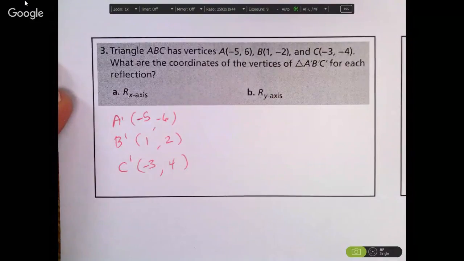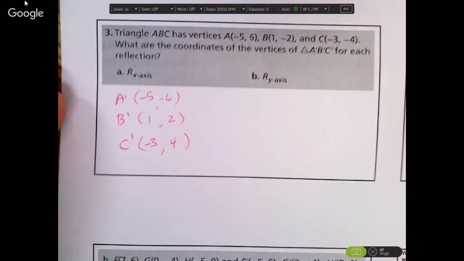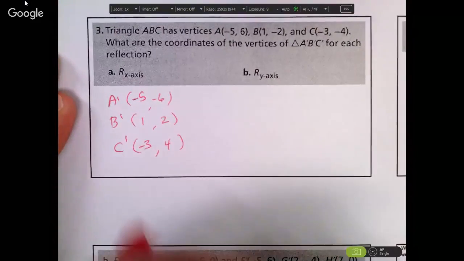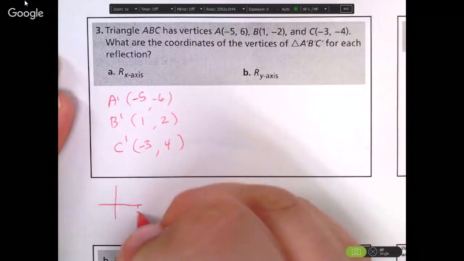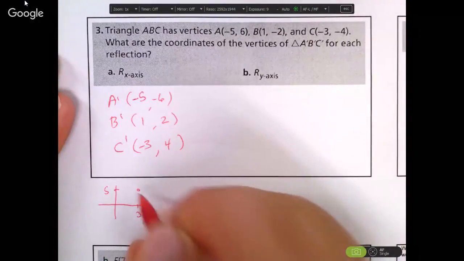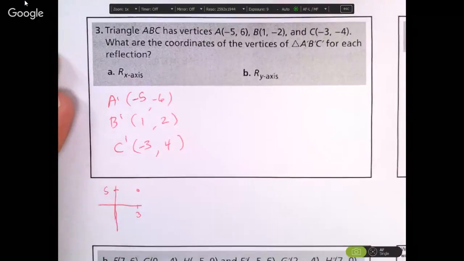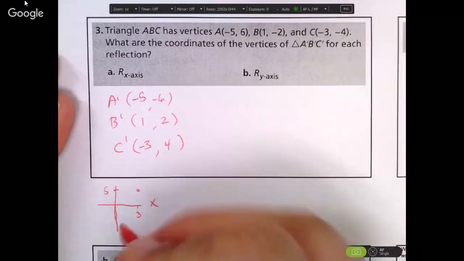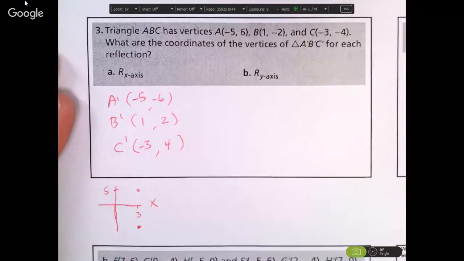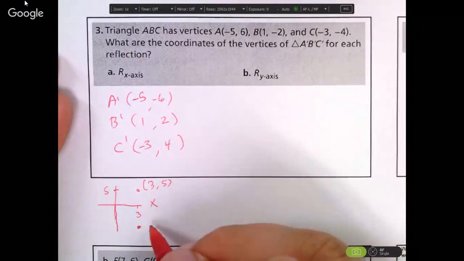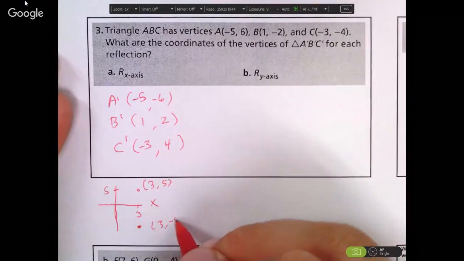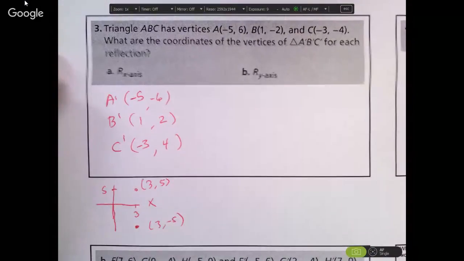If you get confused on the test and you're like, man, I can't remember what that rule was, I would sketch and put 1 point. So like 3, 5. And if I'm going to reflect this across the x-axis, then I know that the point is now here. So I can see pretty easily that 3, 5 became 3, -5. And then I go, yes, I remember the rule.